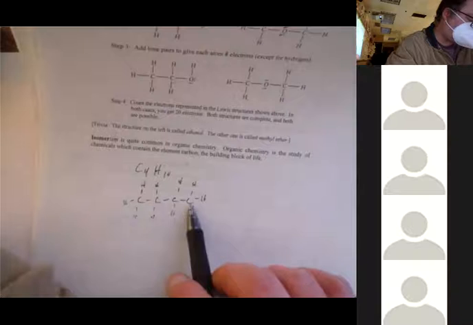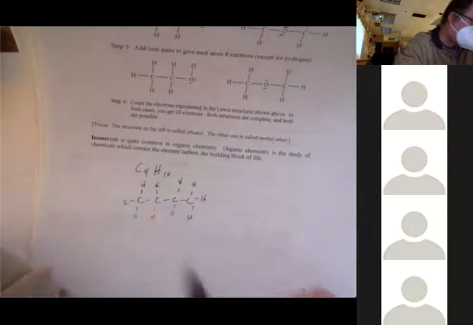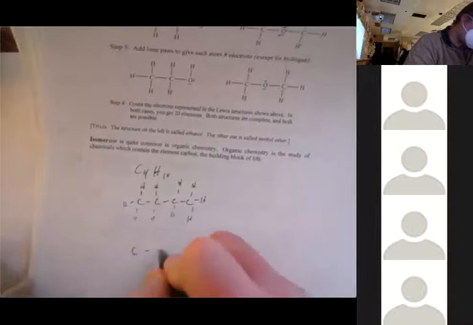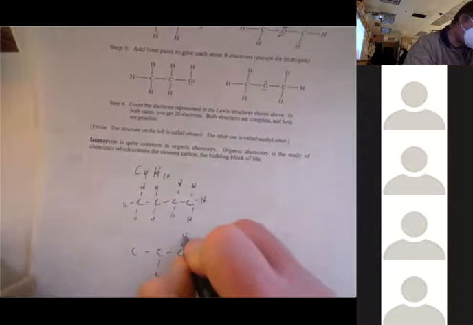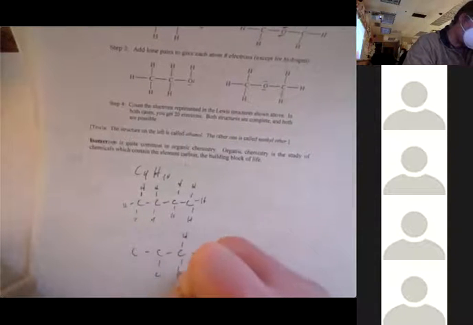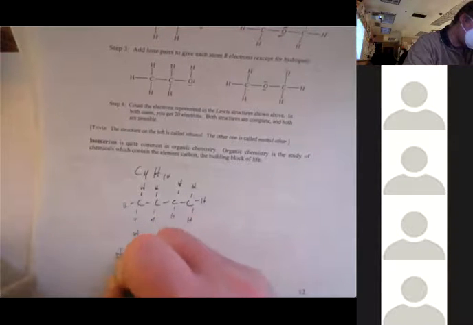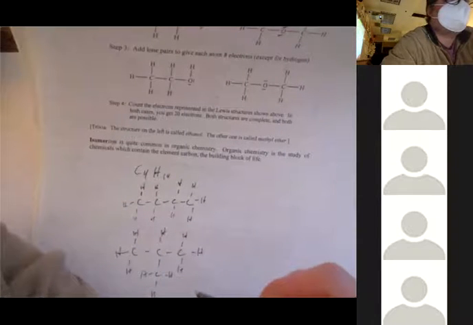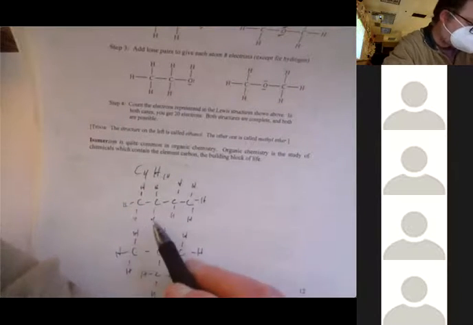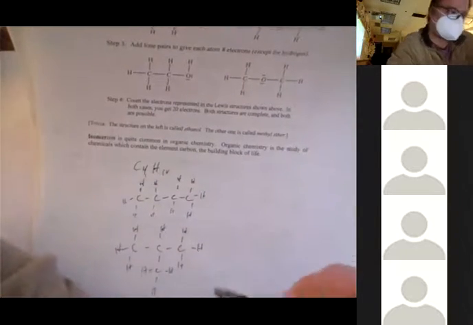What's another thing? Well, I could take this carbon and I could move it so that it's attached to this carbon. So we have 3 carbons and then 1 carbon coming off. And then 1, 2, 3, 4, 5, 6, 7, 8, 9, 10. These two things are isomers of each other. The same number of carbons, C4 and H10, just rearranged.